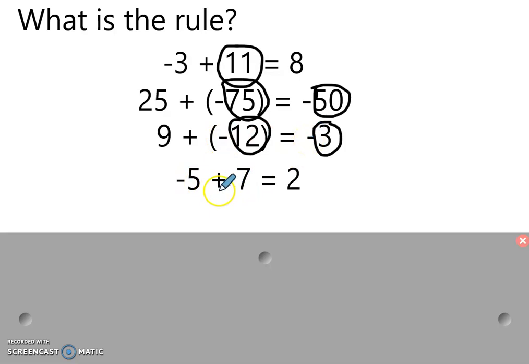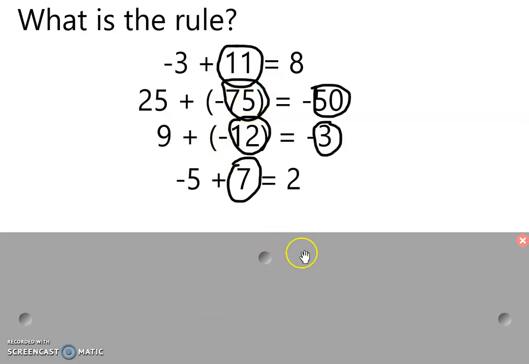Negative 5 plus 7, two different signs, so I'm going to subtract. 7 minus 5, I get 2. Why is it a positive 2? Because 7 is bigger than the 5. So that would be a positive answer. So I'm going to pretend that there's no signs there. I subtract. 11 minus 3 is 8. The 11 is bigger, and that is positive. I'm going to pretend there's no signs, but I'm going to subtract. 75 minus 25 is 50. I keep the negative because the 75 is bigger.